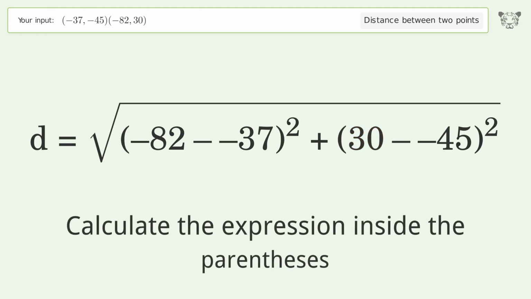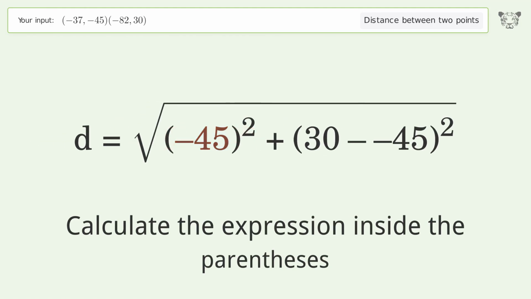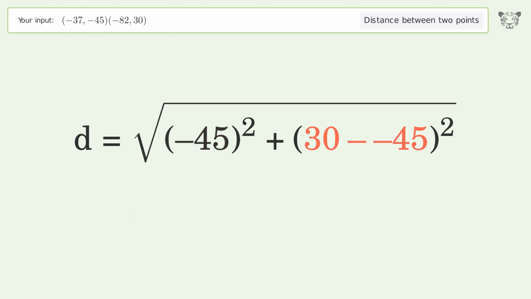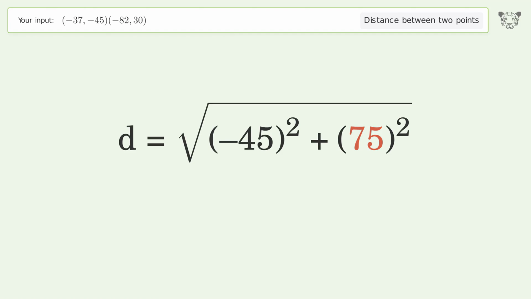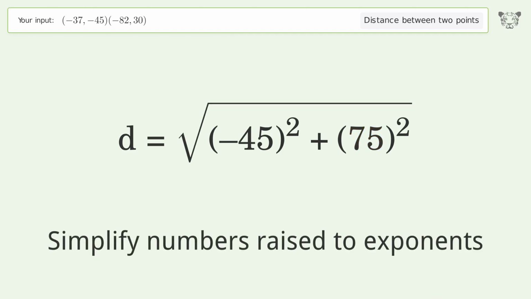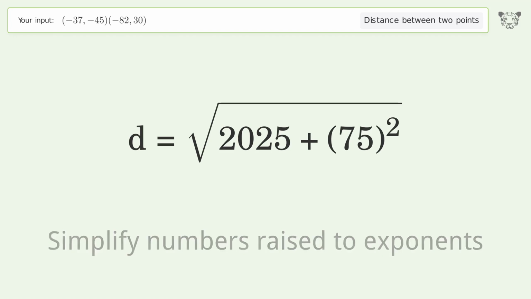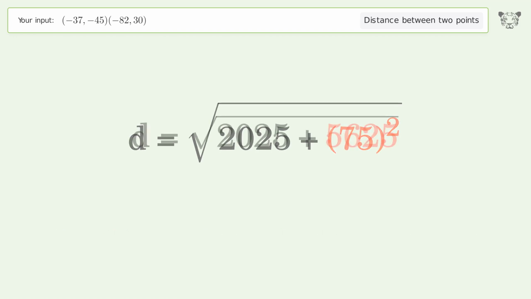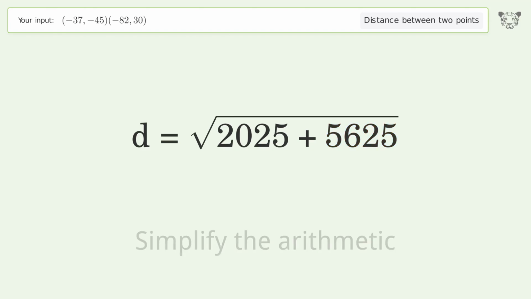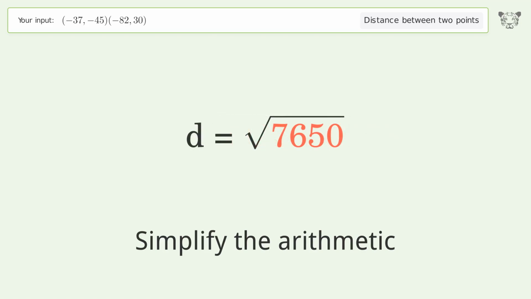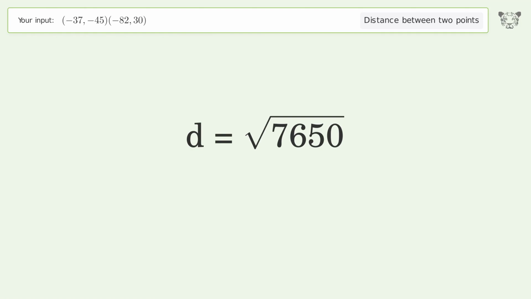Calculate the expression inside the parentheses. Simplify numbers raised to exponents. Simplify the arithmetic. And so the distance between the 2 points is the square root of 7,650, or 87.464.